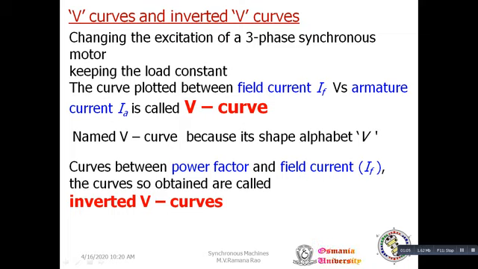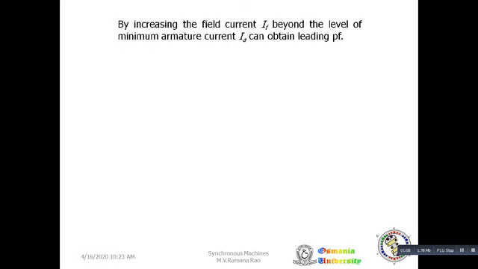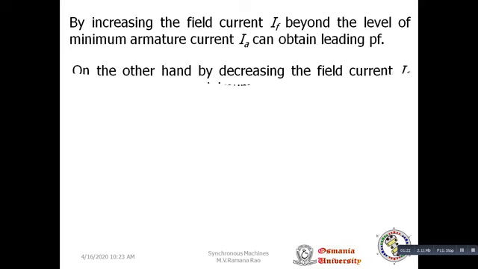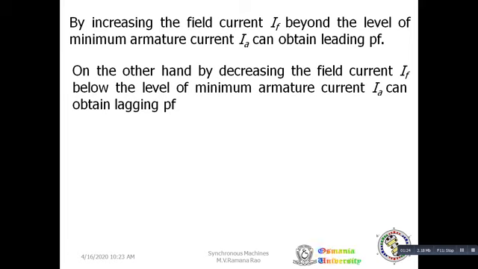Let us see in detail. By increasing the field current IF beyond a certain limit of the minimum armature current IA, this is called leading PF. It is also called an overexcited synchronous motor. On the other hand, when the field current is decreased below the level of the minimum armature current, it is under lagging PF.